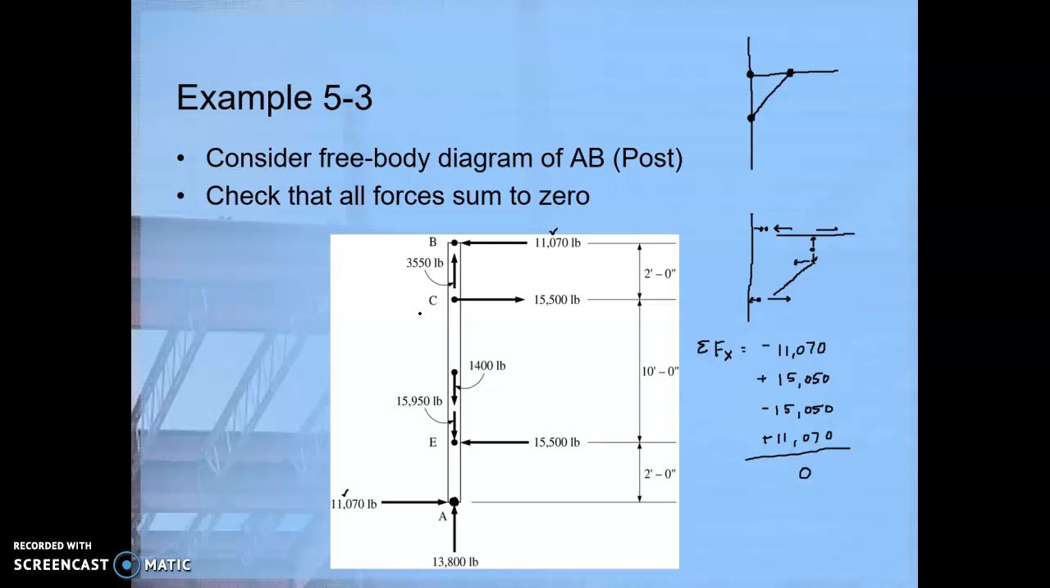Now if we look in the vertical direction, if we sum the forces in the y direction, we were given in the problem statement that the post weighs 1,400 pounds. So that's 1,400 pounds in the downward or negative direction. We also found that joint E was pushing the brace up, which means it's going to have the opposite reaction on the post. It's going to be pushing the post down with a force of 15,950.